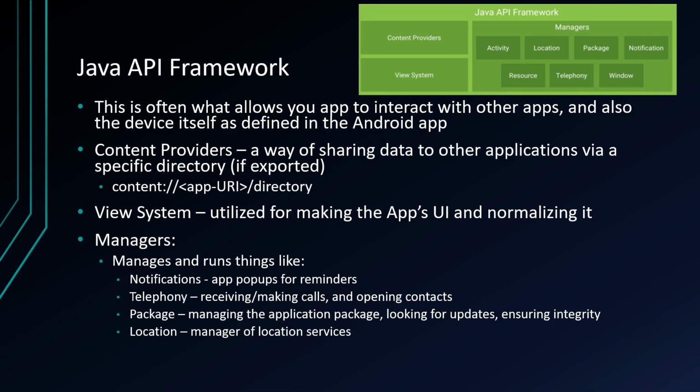Now, moving into the Java API framework. This is what allows your app to interact with other applications and the device itself. In the Java API framework, we have content providers, a way to share data with other apps using a specific directory format like content://application URI/directory. View system, used to make the app's UI and normalize it across the phone.